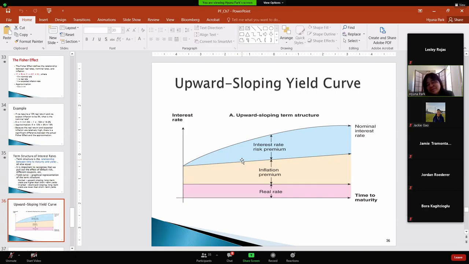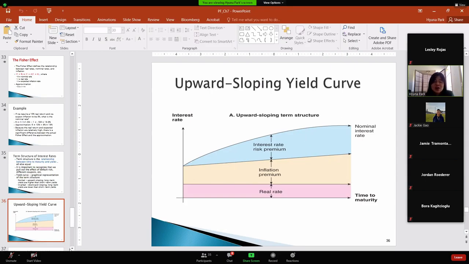So longer-term saving and longer-term lending should usually receive a higher yield. The Treasury yield curve is usually upward sloping, and there are three components: the real rate component, the inflation premium, and the interest rate risk premium. You remember, longer-term bonds have higher interest rate risk, so long-term bond buyers are subject to more interest rate risk. The interest rate risk premium is built in, and that's one of the reasons why the Treasury yield curve is usually upward sloping.